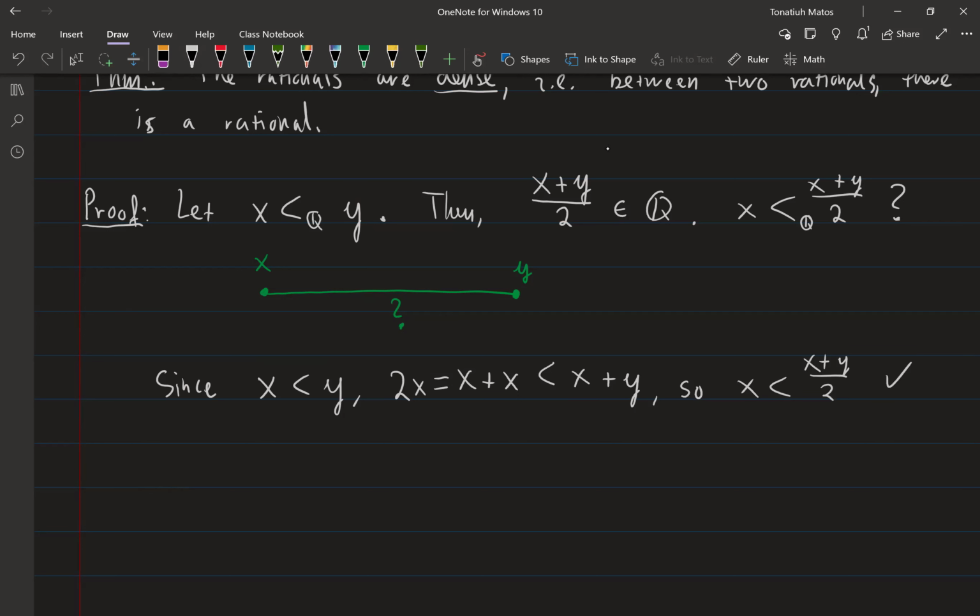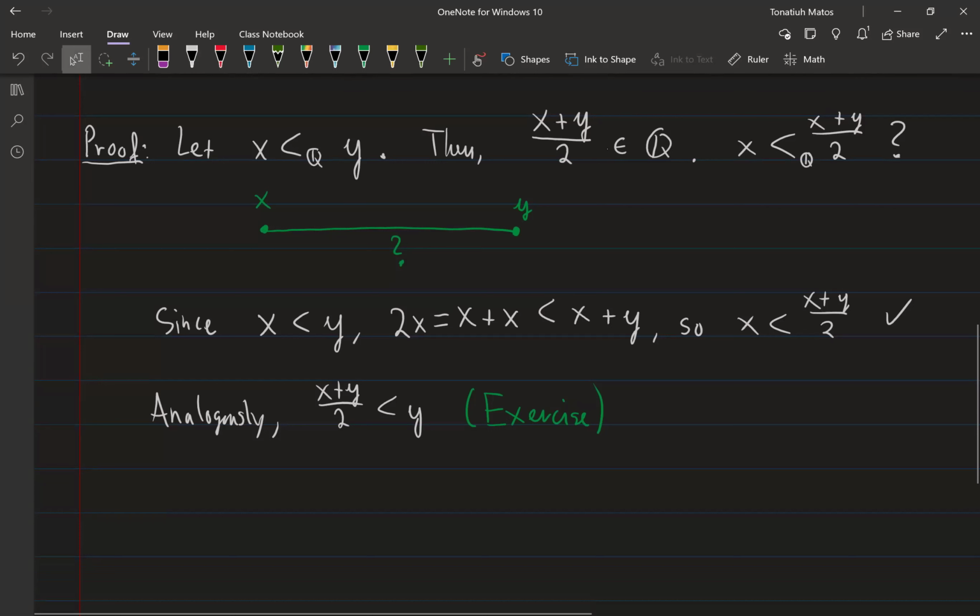Maybe I can just say analogously, (x plus y)/2 is less than y. And if you did not understand the proof that I just did, then my suggestion is go over these notes in detail and try to do this as an exercise yourself, right? And that's typically how it works.